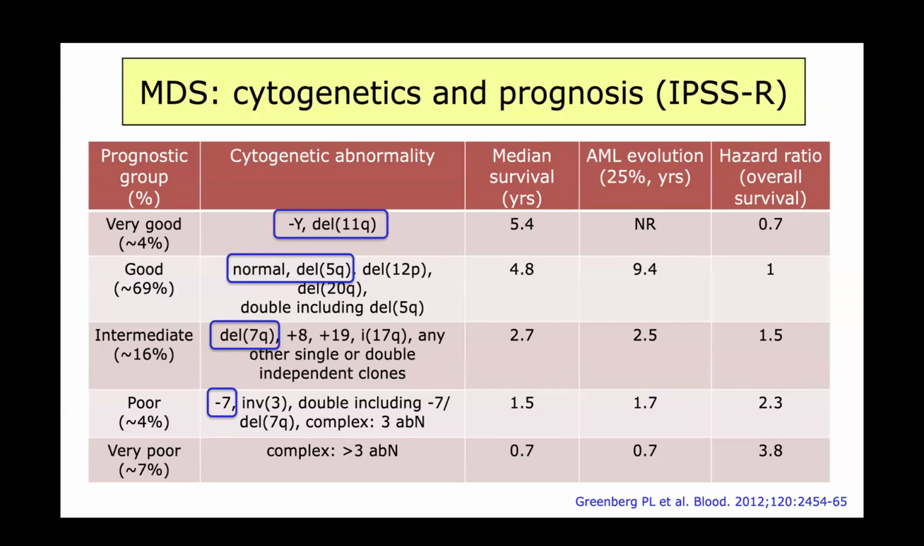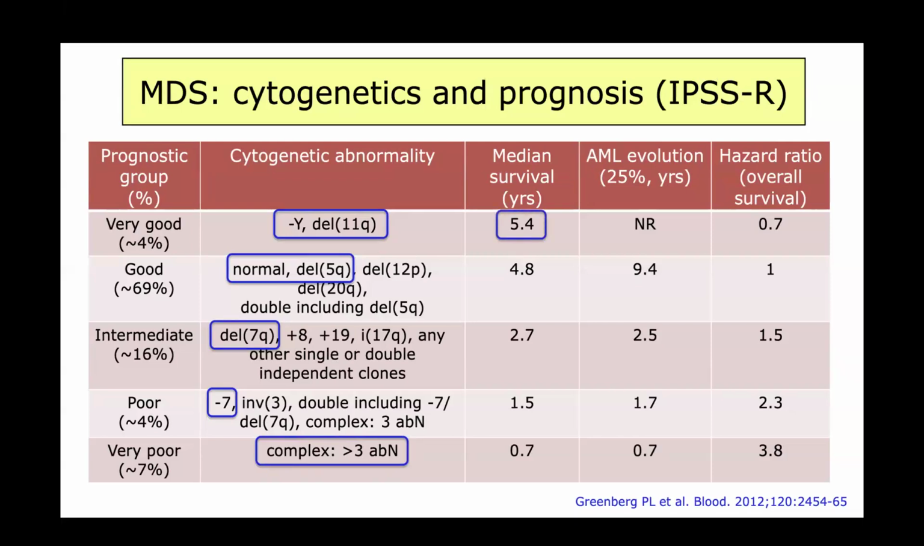Abnormalities that include loss of chromosome Y and deletion 11q are actually considered very good, which is kind of unusual and a little bit counterintuitive, in that patients with MDS with these cytogenetic abnormalities do better than those that have normal cytogenetics. A little bit more detail is that complex cytogenetic abnormalities with 3 or more abnormalities, of course, are extremely poor prognostically. Same story as in acute myeloid leukemia, as we discussed a few weeks ago.